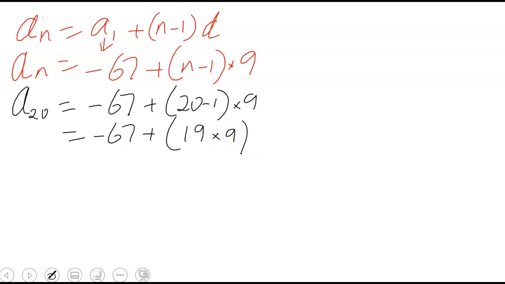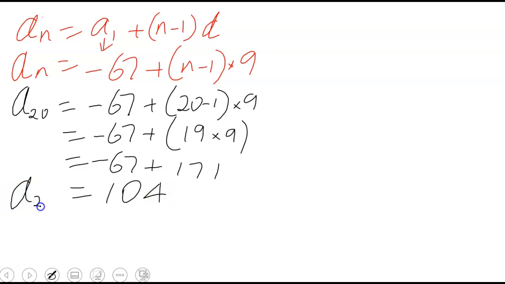19 times 9 is 171. So -67 plus 171, which is the same as 171 minus 67. They mean the same thing. That's 104. Okay, so that's it. This is a very good problem.